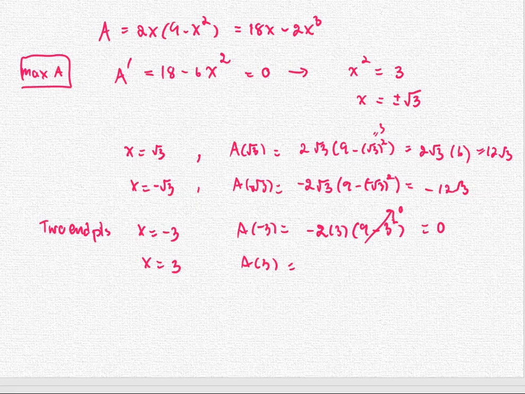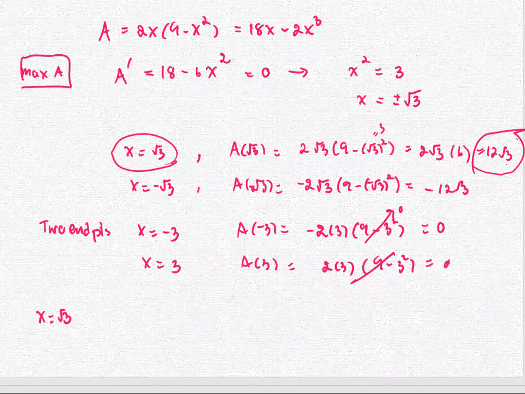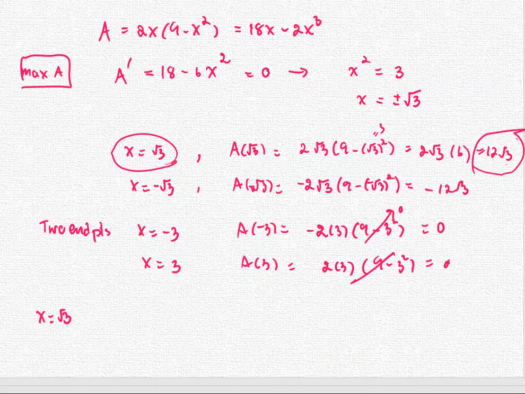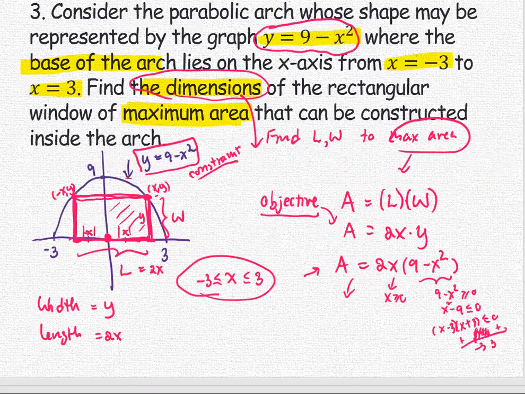At the left end, the right end would be a similar case. 9 minus 3 squared is 0. So the two endpoints give the lowest number. Then the one that gives the maximum area would be x equals square root 3. Based on the picture we drew, the right end is square root 3 and the left end is negative square root 3 as the ordered pair. But the goal is to find the dimensions, which means the length and the width, not just the quantity x or the quantity y.